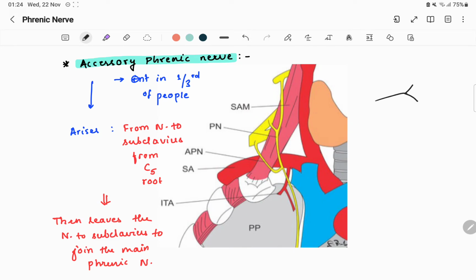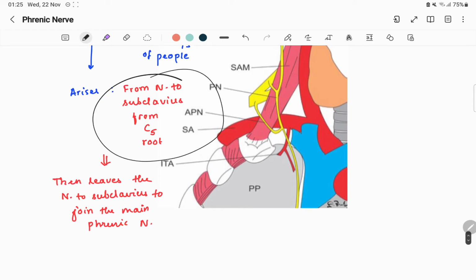We had a brachial plexus like this: the C5 segment, the C6 segment, the C7, and then we had C8 and T1. Understood? And these were the roots. So from the roots we have the upper trunk, middle trunk, and the lower trunk. From the upper trunk, which nerves were arising? The suprascapular nerve, and another one, the nerve to subclavius. Do you remember? Yes. So the nerve to subclavius is arising from the brachial plexus, that is from the C5 root.